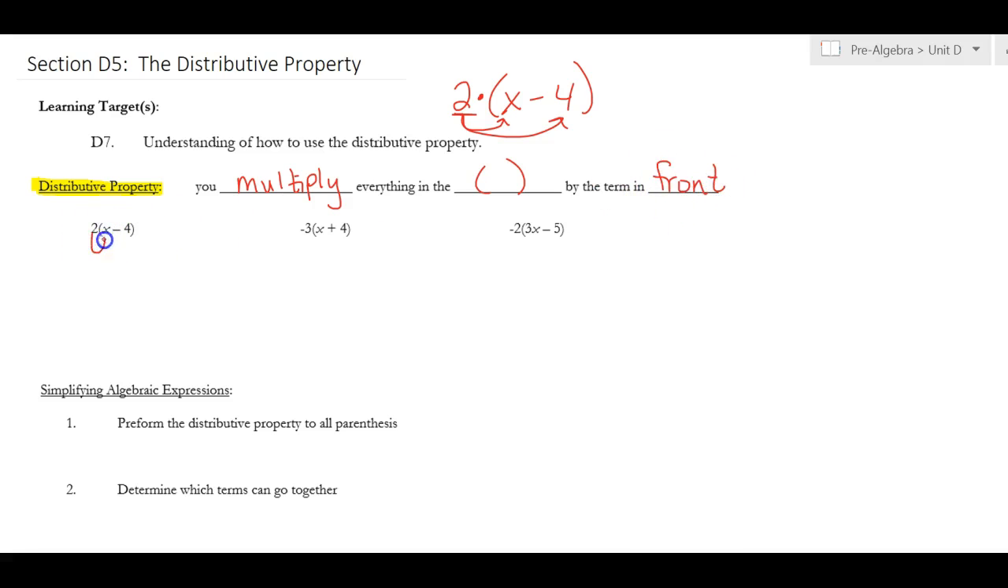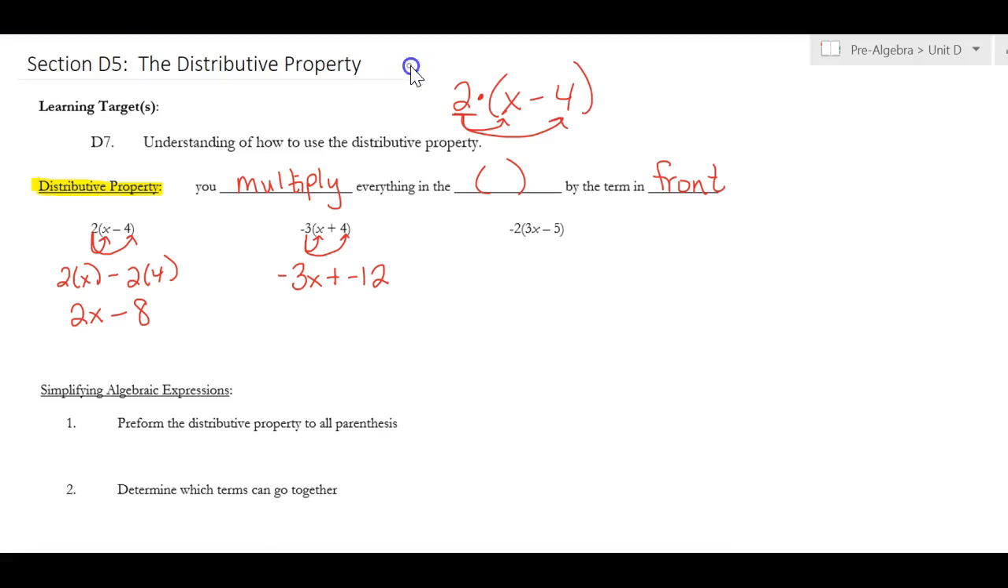So what happens is it becomes 2 times x minus 2 times 4. 2 times x is 2x, and 2 times 4 is 8. Same thing here. I have a negative 3. So negative 3 times x is negative 3x. And then negative 3 times 4 is a negative 12.